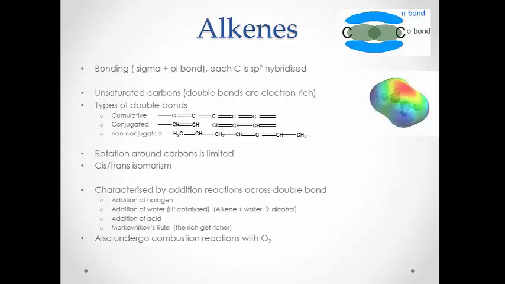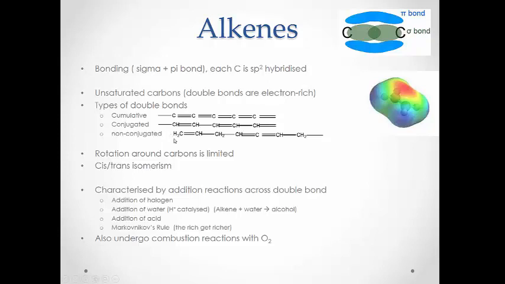So remember, with the bonding on these ones, we have our sigma bond and we have a pi bond. Side-on overlap of your p orbitals for your pi bond and front-on overlap of your s orbitals for your sigma bond there. So they're sp2 hybridized.